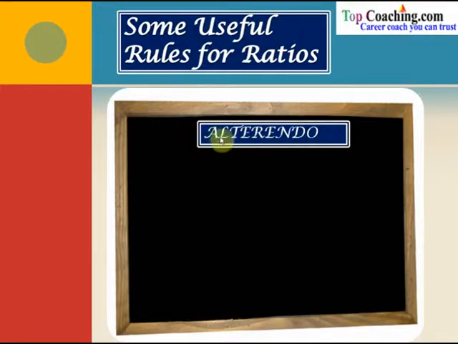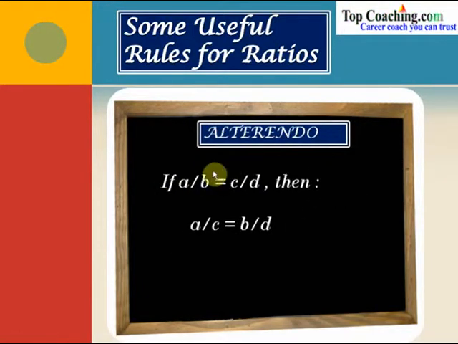Then we have alterendo. What is alterendo? It says that if A by B is equal to C by D, then A by C would be equal to B by D. We bring C to the denominator and we bring B to the numerator of this side. So what it becomes? A by C equal to B by D, and this rule is known as alterendo.